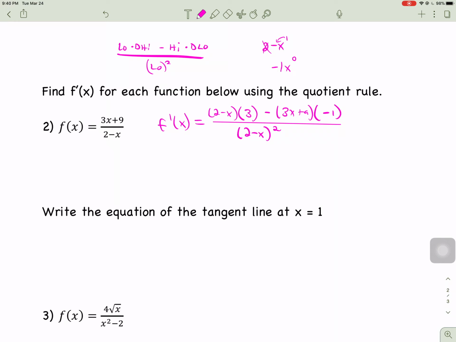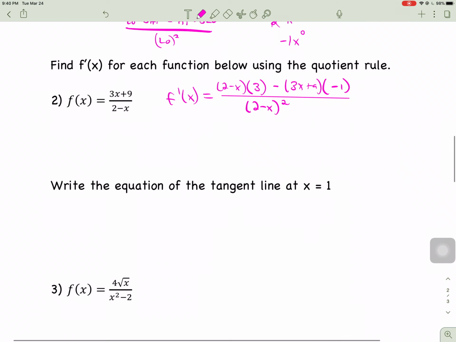Now, the next part says, write the equation of the tangent line at x equals 1. And I kind of skipped this before. So, a couple of things. Write the equation of the tangent line. Now, what you need for the equation of a tangent line is we're going to use what's called point slope form. So you need a point on the line and the slope of the line. Well, the slope of the line at x equals 1 we can find by just plugging 1 into this.